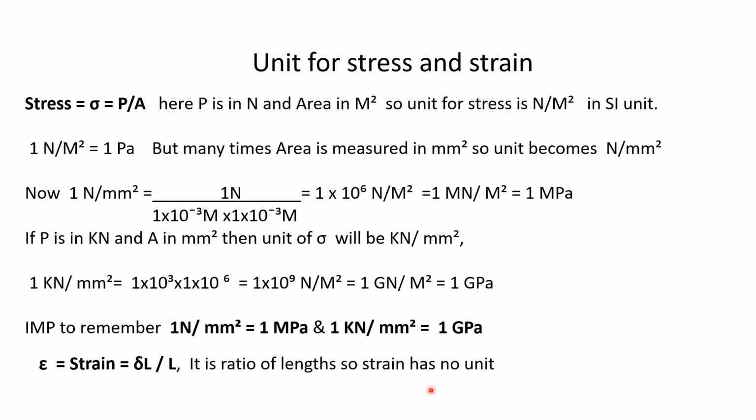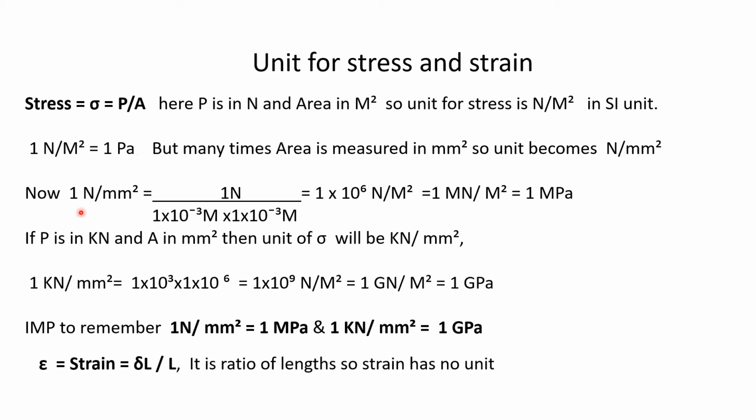Now what is the unit for stress and strain? Now sigma is equal to P upon A. This is the formula for stress. Here the P is a force which is in Newton and its area A is in meter square. Then the unit of stress will be Newton per meter square. This is the SI unit. But many times the area is measured in mm square because the area is very small. So the unit becomes Newton per mm square, and sometimes Newton per meter square is taken as Pascal. 1 Newton per meter square is equal to 1 Pascal, where Pascal is the name of the scientist.